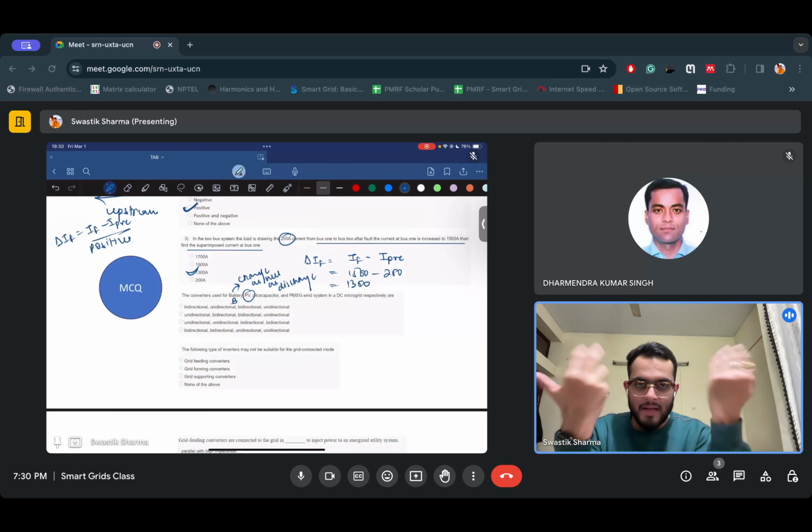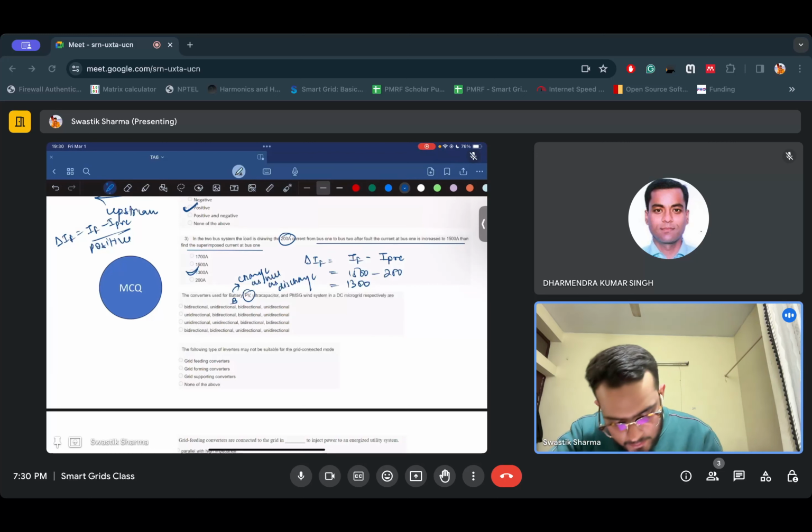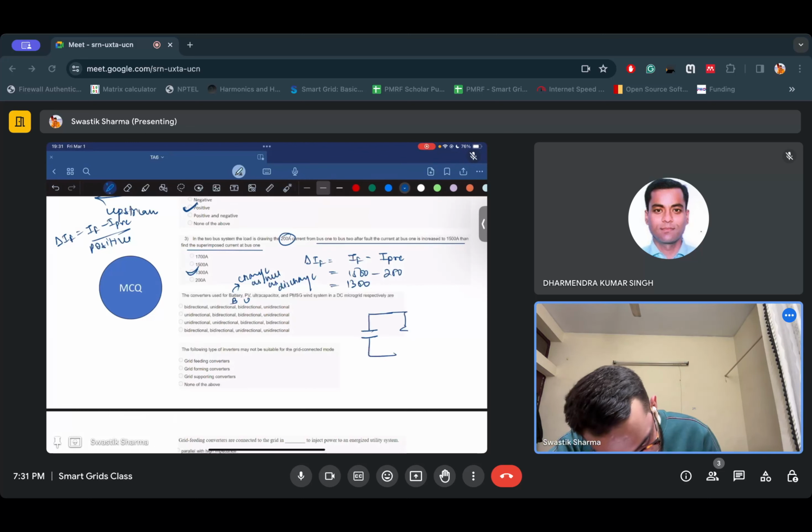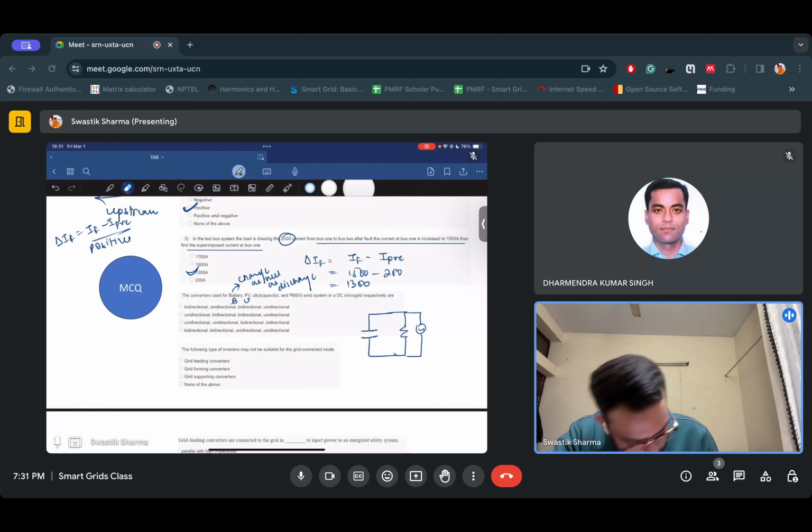It won't, right? It supplies power only. So what it requires is a unidirectional converter. An ultra capacitor. So let's say a capacitor is connected to a certain load, and there is some switch happening.